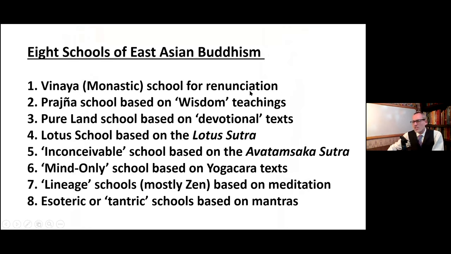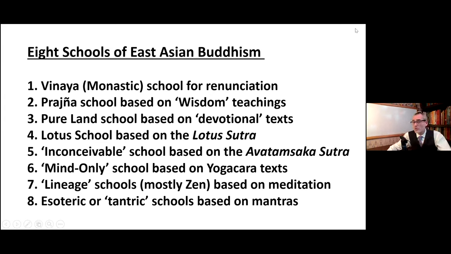Okay. And now these are, eventually when it's all said and done, the 8 schools of East Asian Buddhism. This is a schema that is recognized in Korea, Japan, Taiwan, China, you name it. It's a really basic framework. None of it actually should be a surprise, because I've tried to lay out where it came from. Let's start at the bottom real quick. The 8th school is just the tantric or esoteric school of Buddhism, of which there are many, by the way, Shingon, various schools of Tibetan Buddhism, lineage schools, mostly Zen, but not exclusively Zen, by the way, that are based on meditation, dhyana, the mind-only school based on Yogacara, that's also called the Vijnanavada.